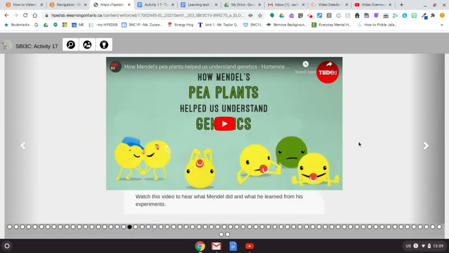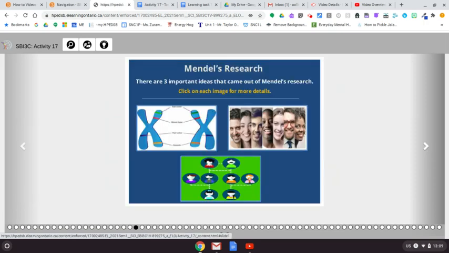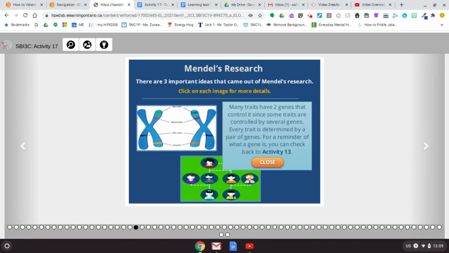So make sure you've watched the video, make sure you've gone through the content area, and then you can kind of start looking at the task for 1701. So when we're looking at genetic research, a lot of times it'll start in Mendel's research. So 3 things, I just want to highlight these before we get into it.